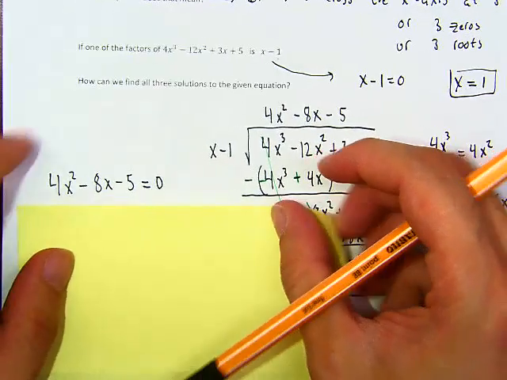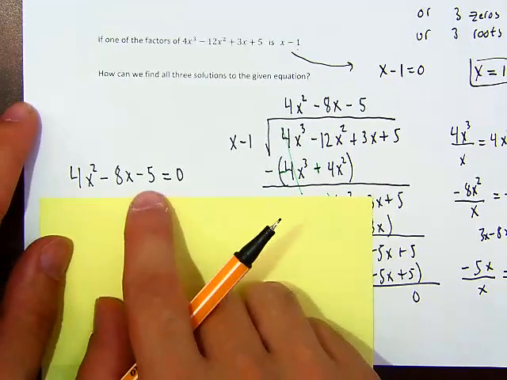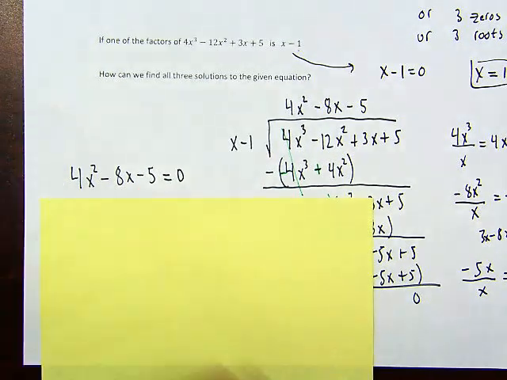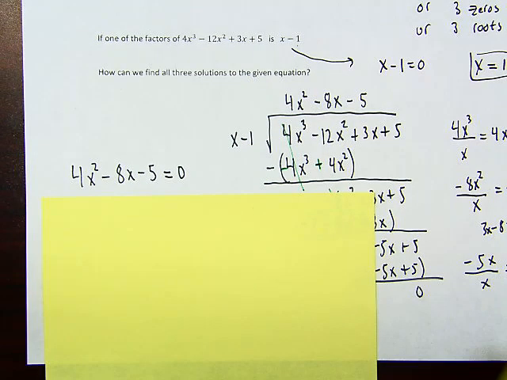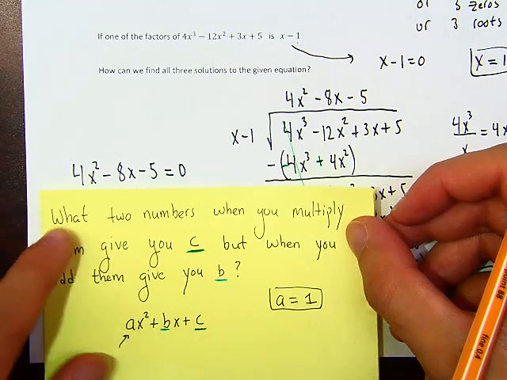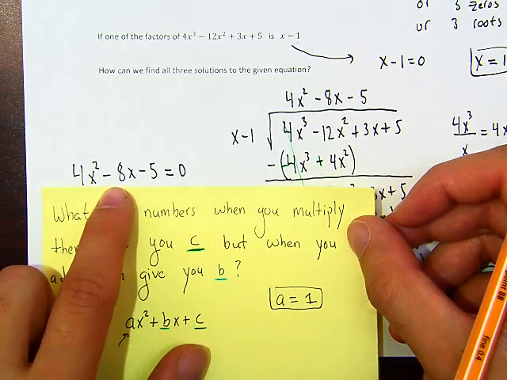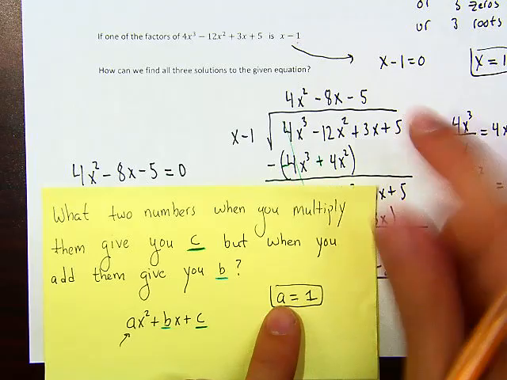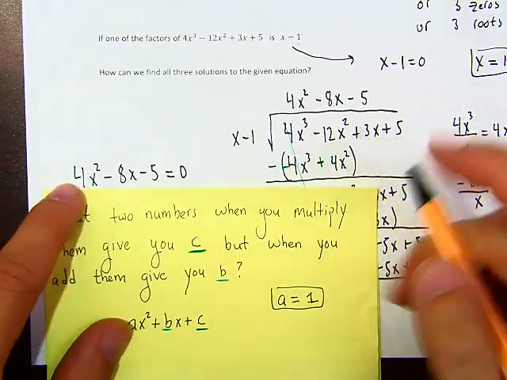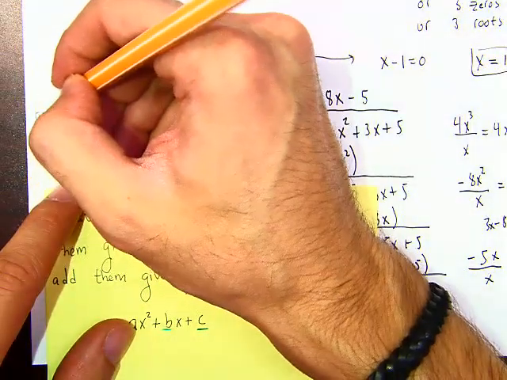Notice, what is your a value? Can you say what two numbers, when you multiply them, give you negative 5, but when you add them give you negative 8? Absolutely not. You cannot do that, because here your a value is 4.